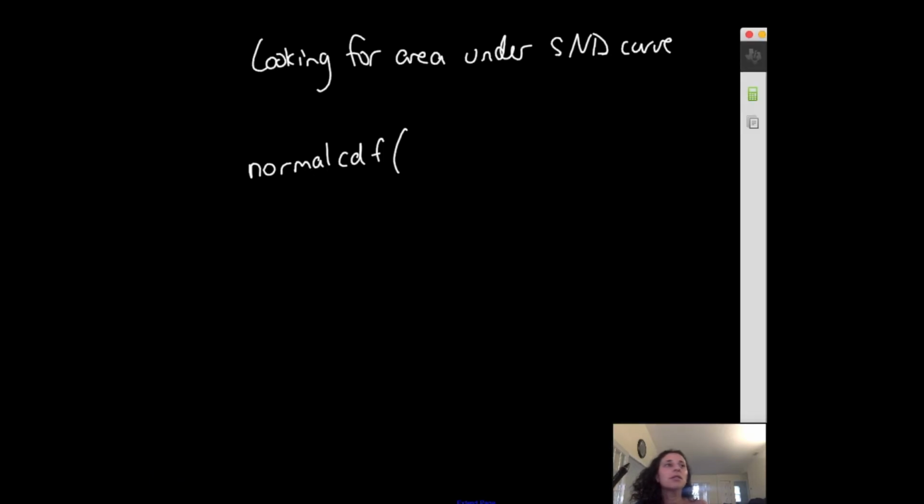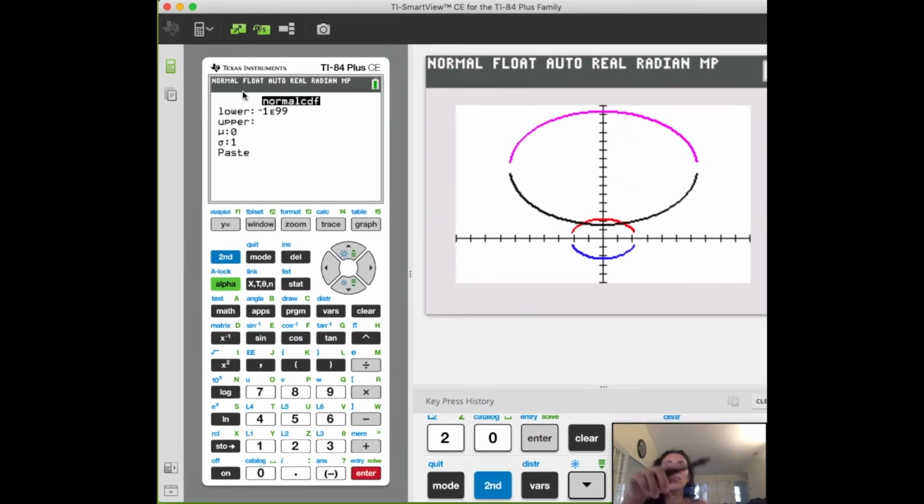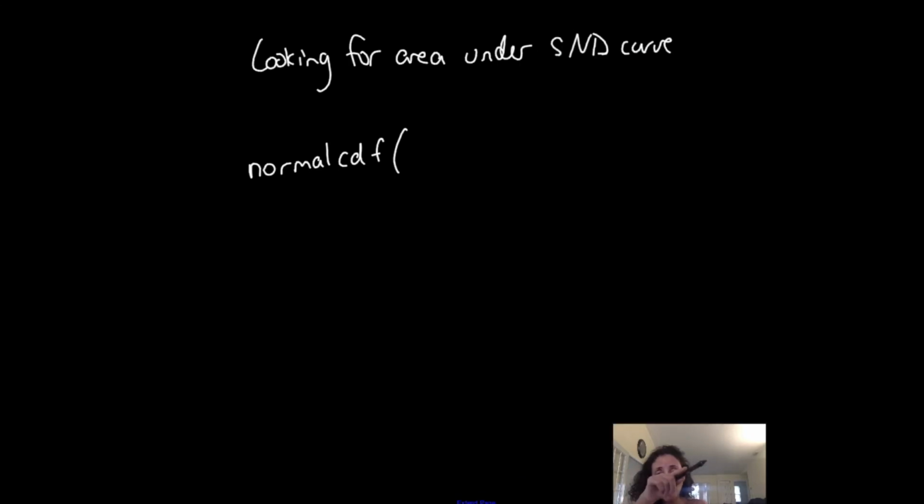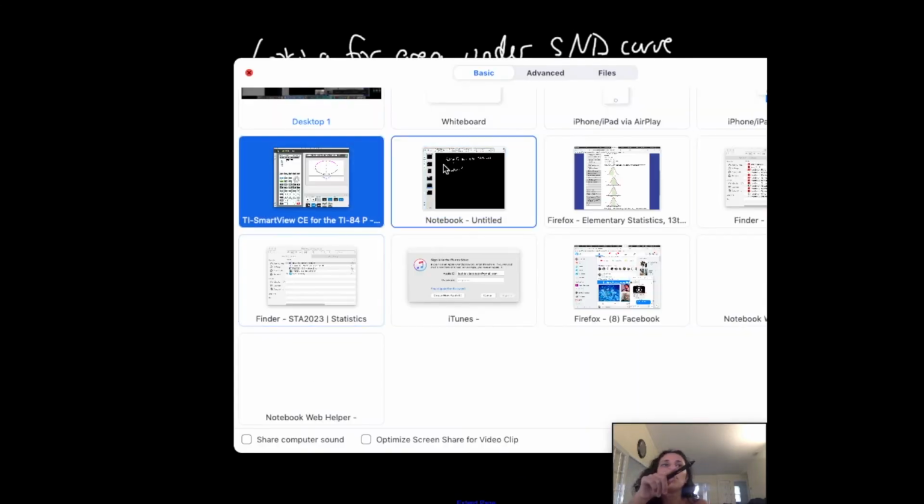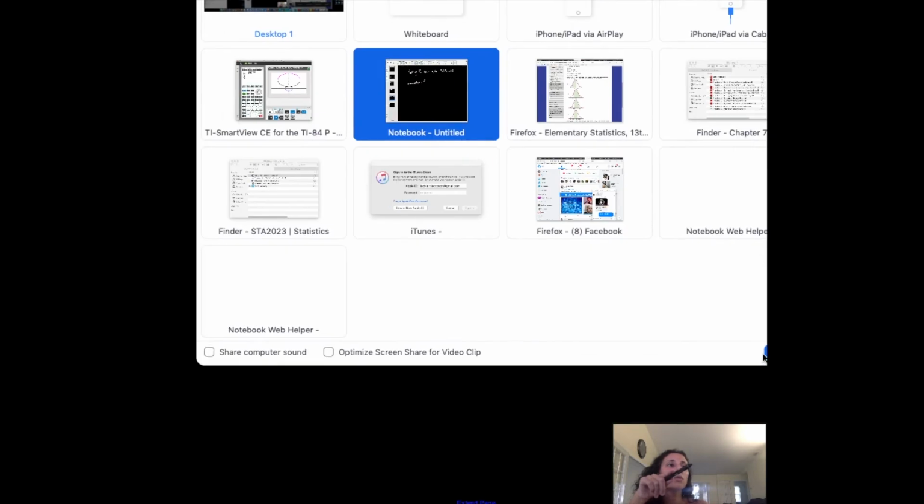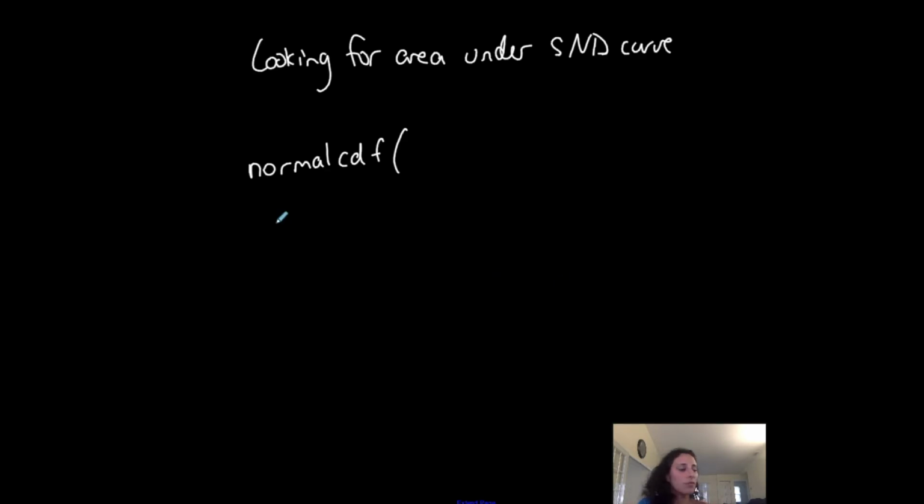Those of you that have a TI-83 and don't have the 84 where it lists it this way, you're going to want to write it in this order: normal CDF, parentheses, lower bound, upper bound. Automatically, without putting anything after that, it's going to do a standard normal distribution curve. So you're bounding the area. This is the lower z-score, this is the upper z-score. In between these two is the area I want.